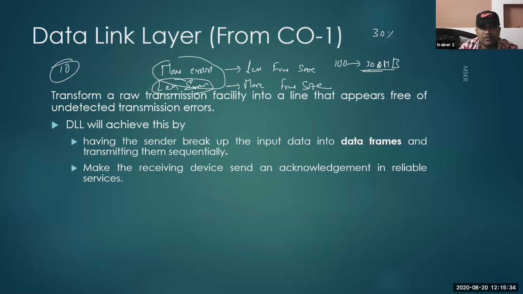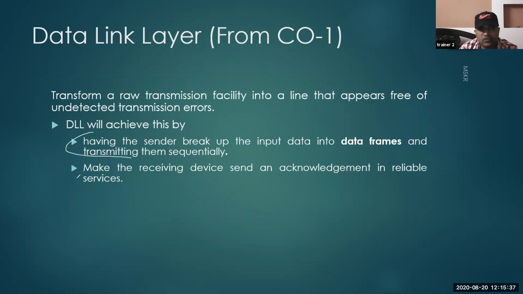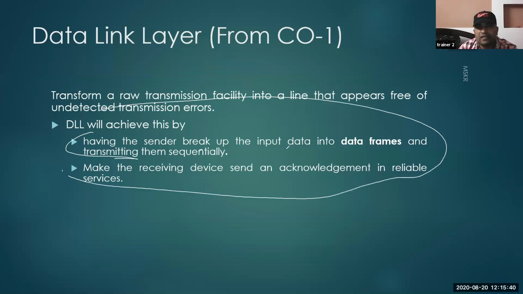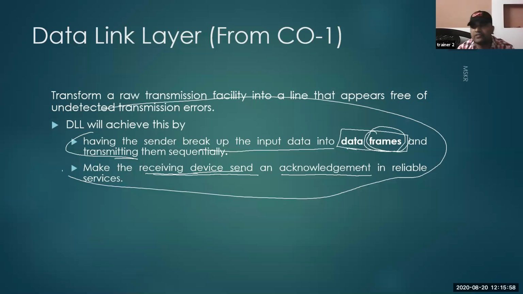Here, what we saw in our first unit is these 2 points. The sender breaks up the input data into data frames. Remember this word: the information in the data link layer is called frames. Depending on our requirement, we will make sure that the receiver always sends an acknowledgement, a delivery report, a confirmation message saying that the frame that you transmitted is received properly. That is the advantage of dividing into frames and sending the acknowledgement. That is done by the data link layer.